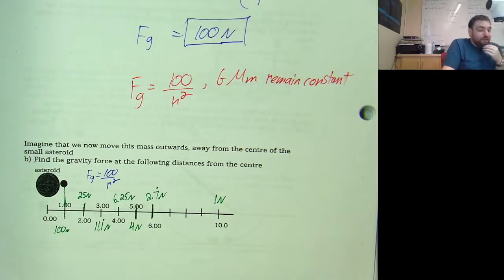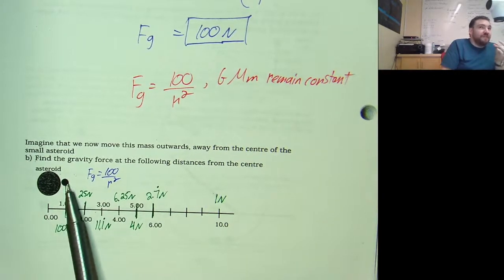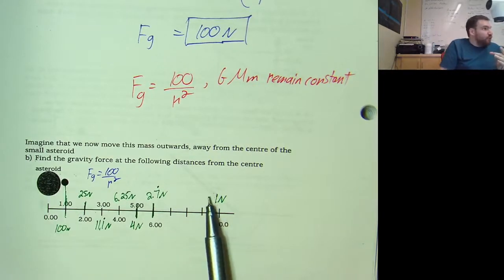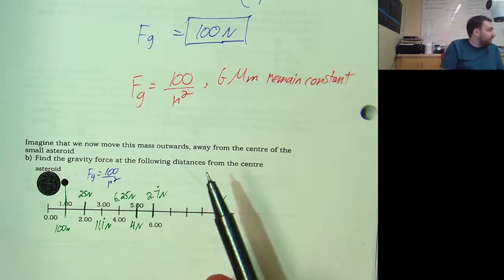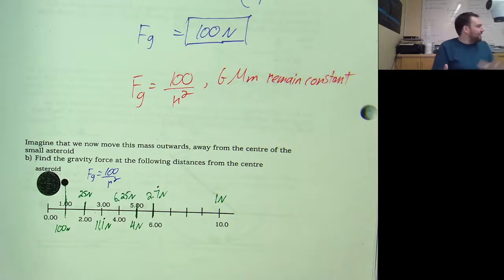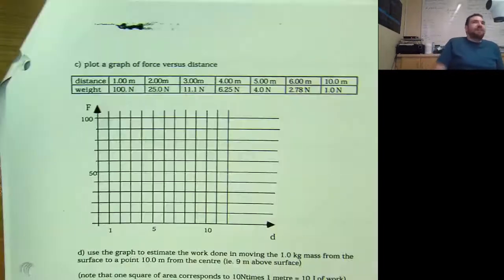Okay, so that is the force of gravity on this object from this object as I move it out. So the force is variable with distance. So what do we do when we have forces that change as you move away from them? What do we do with them to analyze them? We graph them! Here we go. Flip the page.